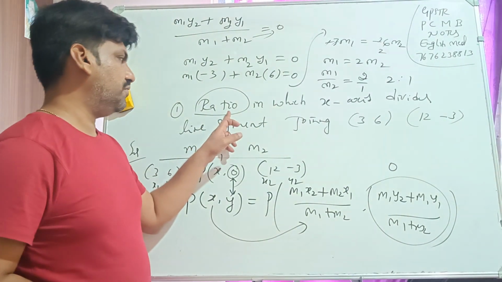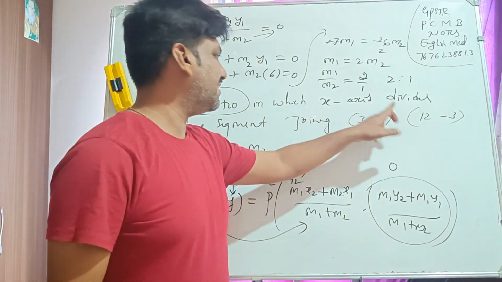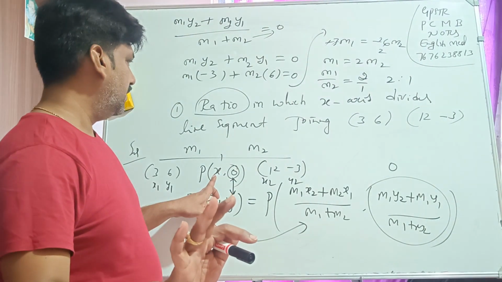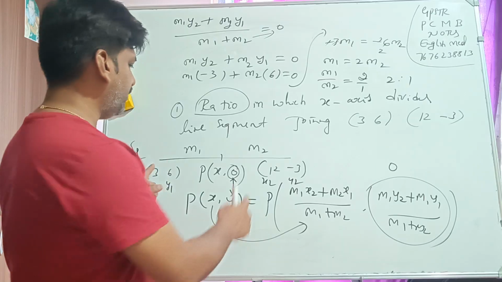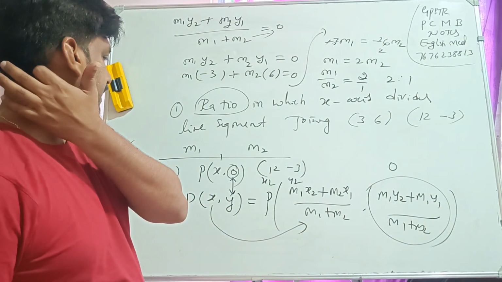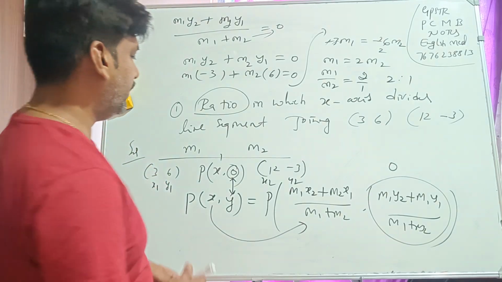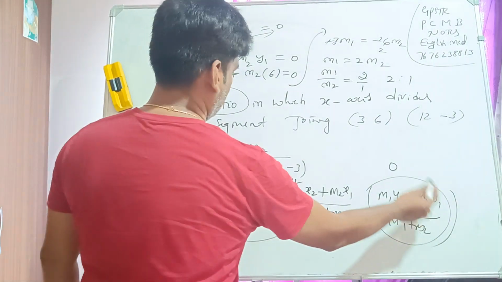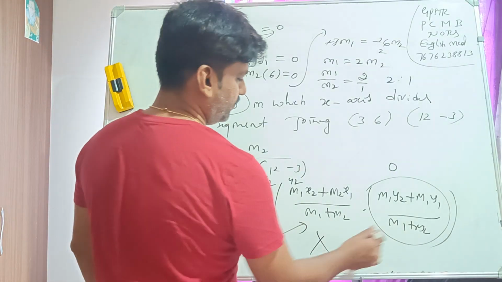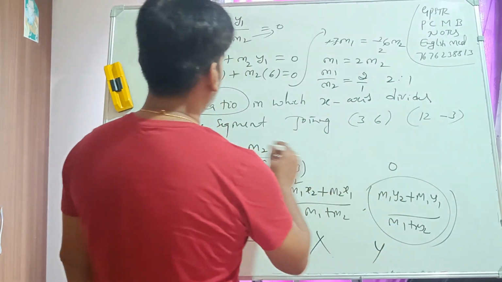You should understand the question very carefully. Ratio in which the x-axis divides. The x-axis divides, so you should write x. Right? The line segment which is joining these. But what is the value of y? The y value is 0. Right? So at that time, you can make this value as 0, the y value as 0, because it is x and this is y. So that you will calculate what the ratio is.